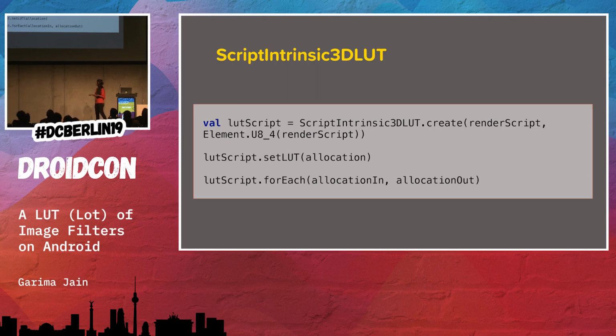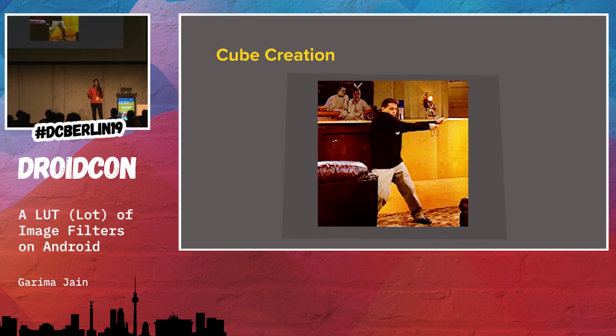And then all we need to do is initialize this script intrinsic. This is actually the Java code that is provided to us. And if you see this last line, we then set the allocation that we just created. And this LUT script forEach, this particular thing happens in the background. It runs our small script, because we did not create a script. That script is created for us by ScriptIntrinsic3DLUT. So by doing this, we have very simple code, and we can just process the LUTs. That's great. And I was, again, very happy.